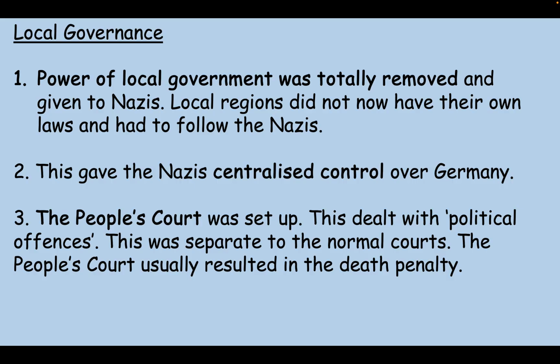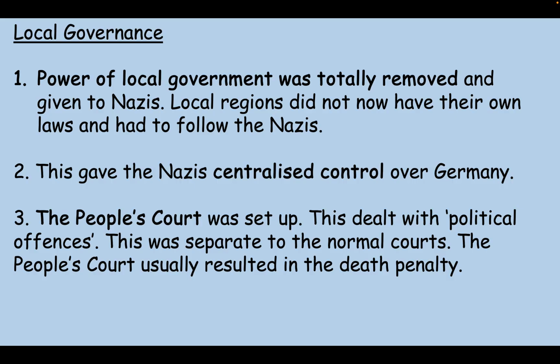So the power of the local government was totally removed, and it was given to the Nazis in the central government. Local regions didn't now have their own laws. They had to follow the national laws of the Nazis. So this gives the Nazis centralized control over Germany. So they've got that power. These local regions like the Munich region and the Hamburg region, the Bavarian government where Munich's the centre, the Bavarian government no longer have power because that power has been given to the central government.